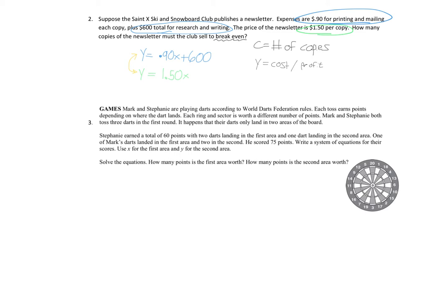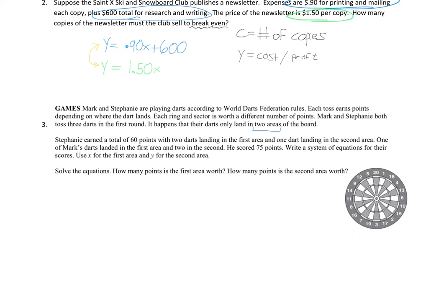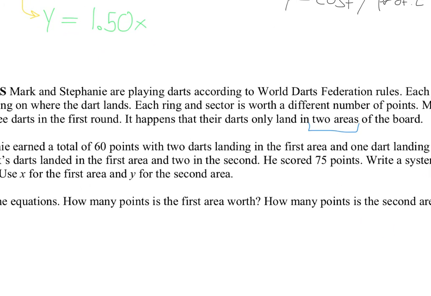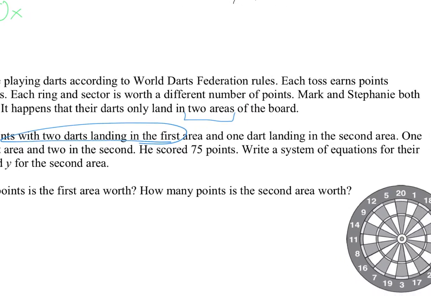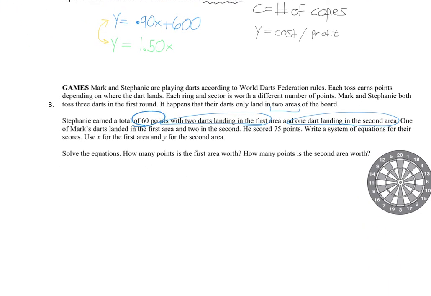That's important. If they did more than 2, we wouldn't be able to solve with our current systems of equations skills. So Stephanie earns 60 points total, with 2 darts landing in the first area and 1 dart landing in the second area, for a total of 60 points. You should be thinking now, hey, that's part whole. 1 of Mark's darts landed in the first area and 2 in the second. He scored 75 points.